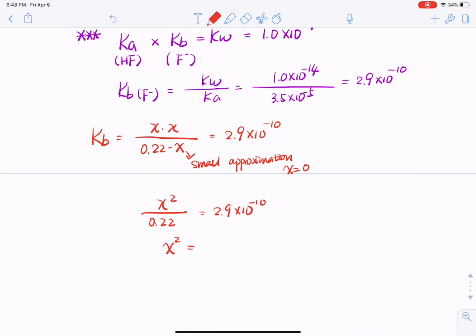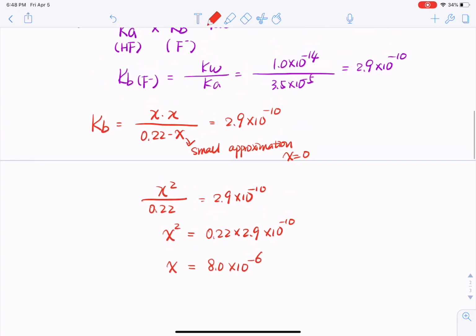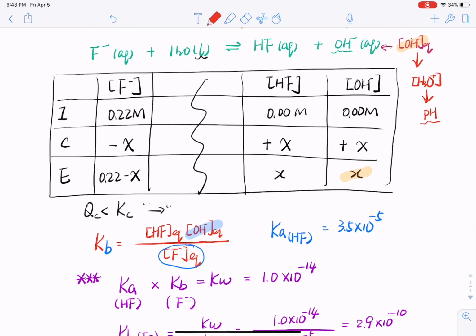x squared equals, you cross multiply, 0.22 times 2.9 times 10 to the power negative 10, and you take the square root on both sides. Then you get x equals 8.0 times 10 to the power of negative 6. So you solve for x. Let's go back to our ICE table. The x is solved as 8.0 times 10 to the power negative 6. This is the concentration of OH.